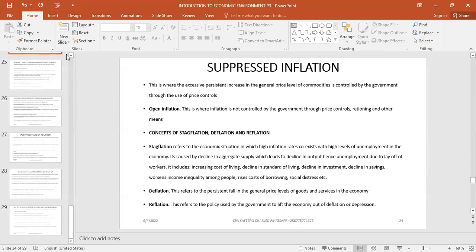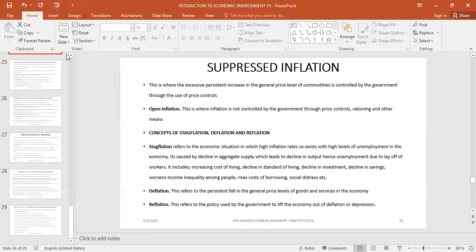Then we have deflation. Deflation is the persistent fall in the general price level of goods and services. This is the opposite of inflation. The opposite of inflation is deflation. The other one is a persistent increase; this is a persistent decrease or reduction.